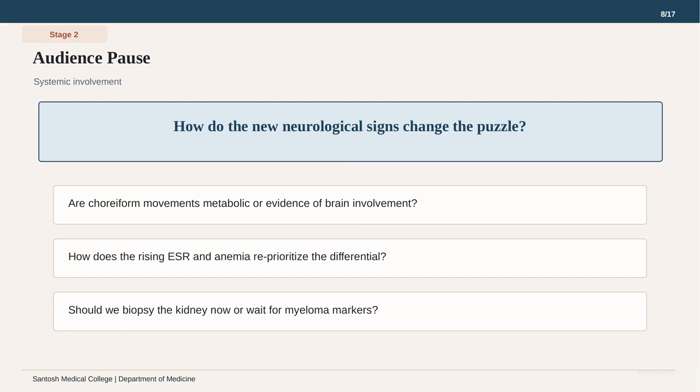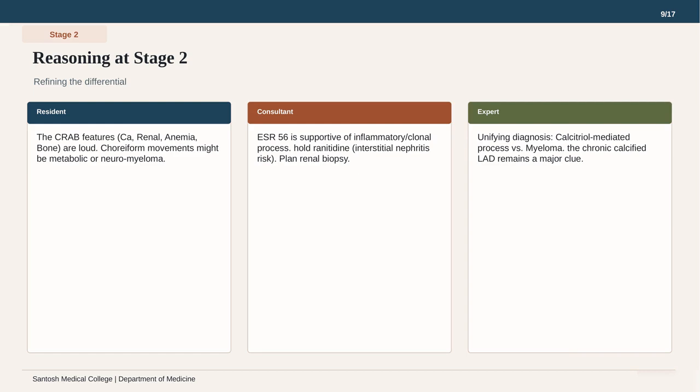We have to determine if the choreiform movements are merely a metabolic byproduct of his severe uremia and hypercalcemia, or if they represent direct brain involvement. Additionally, the second box asks how the rising inflammatory markers and worsening anemia shift our differential priorities. Finally, we face a major procedural decision: whether to biopsy the kidney immediately or wait for the pending myeloma markers to return. We will now turn back to our clinical agents to see how they process this escalating situation. This slide breaks down the refined differential from our team.